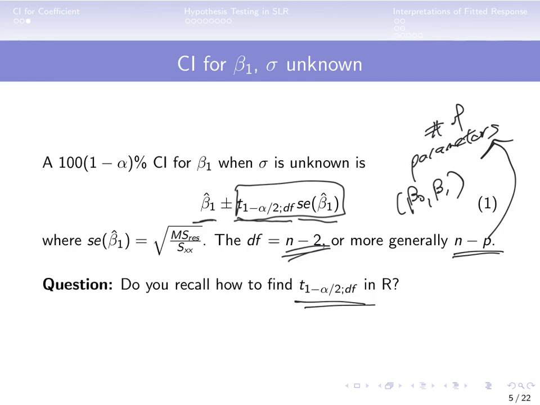So how do we find this multiplier? We kind of went over this in module 0. Basically you will type in qt of 1 minus alpha over 2 comma your degrees of freedom, which is n-2 for simple linear regression.